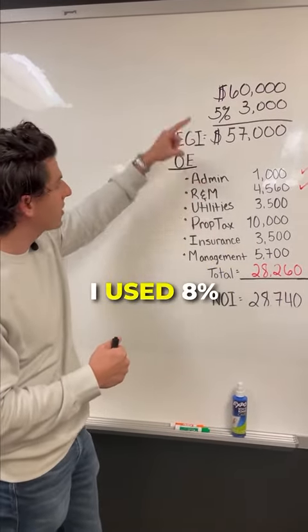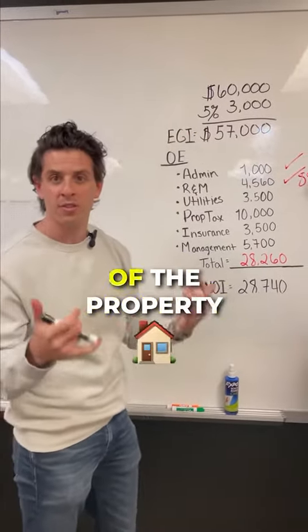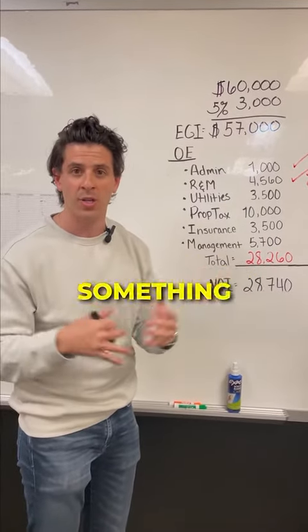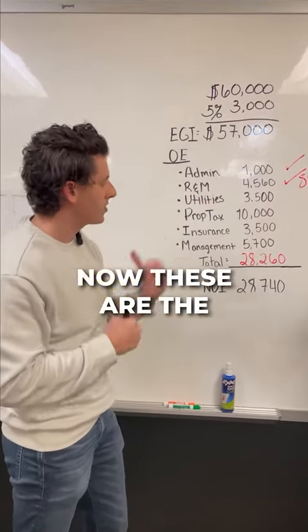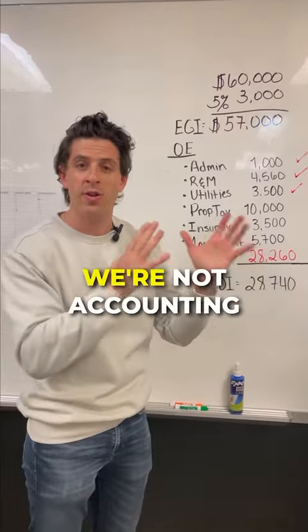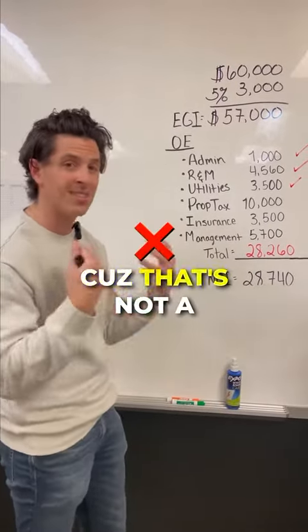So I used 8% of the effective gross income. That, of course, will depend on the vintage of the property, how old it is, how recent the mechanicals are. So that's just going to be something you'll have to determine. Utilities, we've used $3,500. Now, these are the utilities that the owner, the landlord, is responsible for. We're not accounting for the utilities that the tenants are covering, okay, because that's not a real expense.